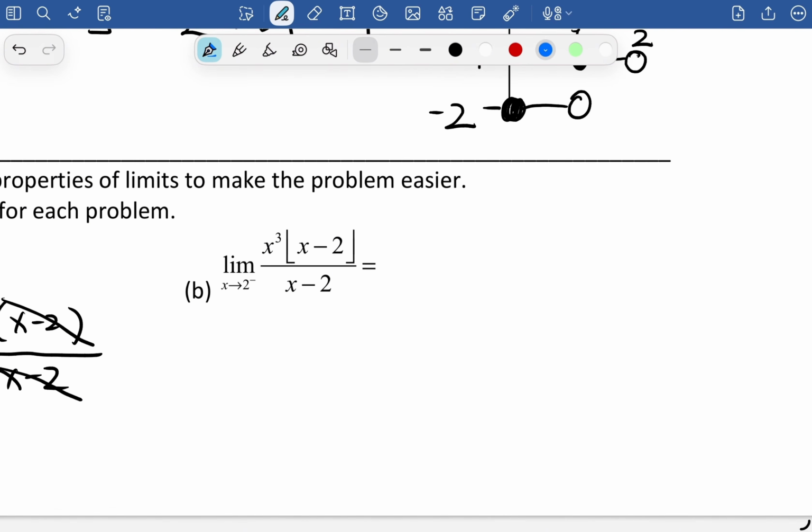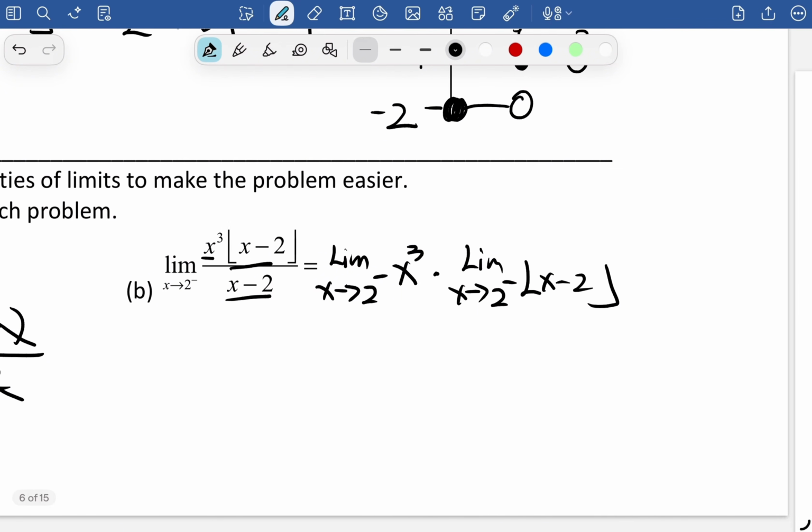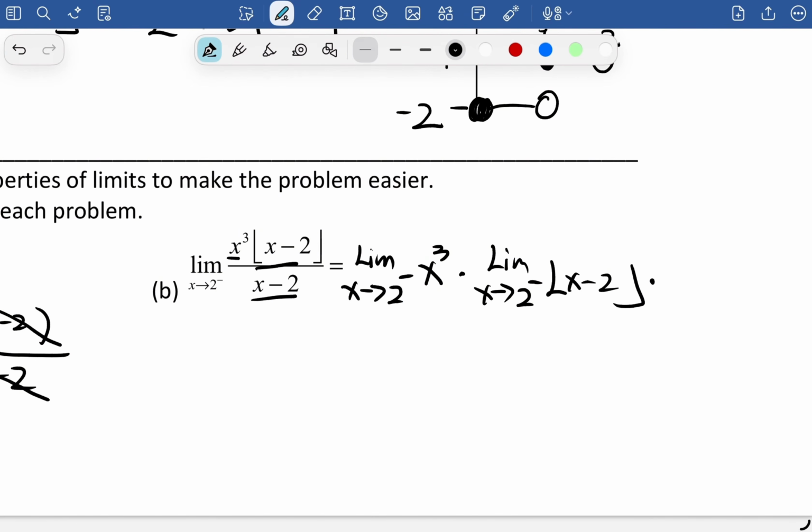What about this one? Again, it's the same thing. We just have to split the limit into functions that we're familiar with by using limit properties. We're pretty familiar with this, and this. So we can split the whole limit into 3. We get the limit as x approaches -2 of x cubed, times the step function as x approaches 2 from the left, and also times, because we divide by a function, we basically multiply by its reciprocal, the limit as x approaches 2 minus of 1 over x minus 2.